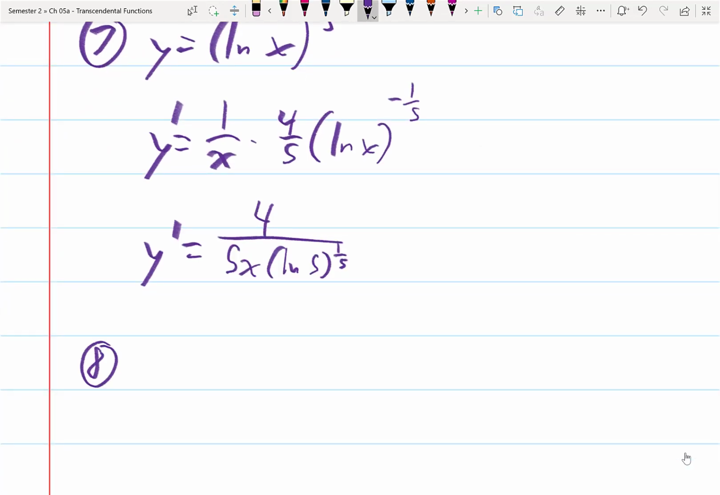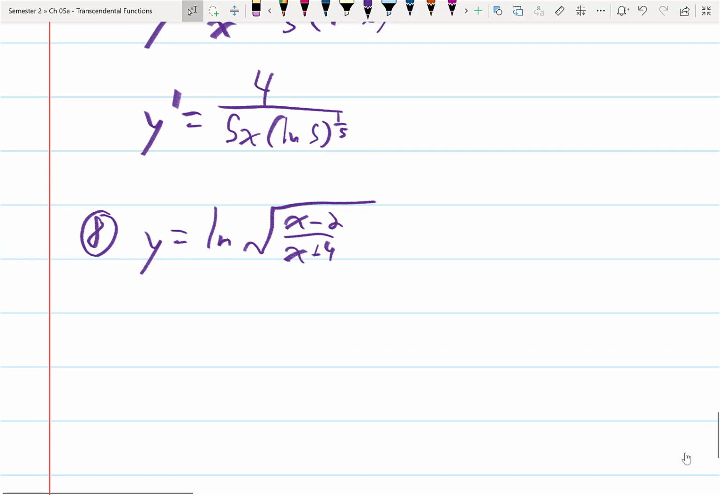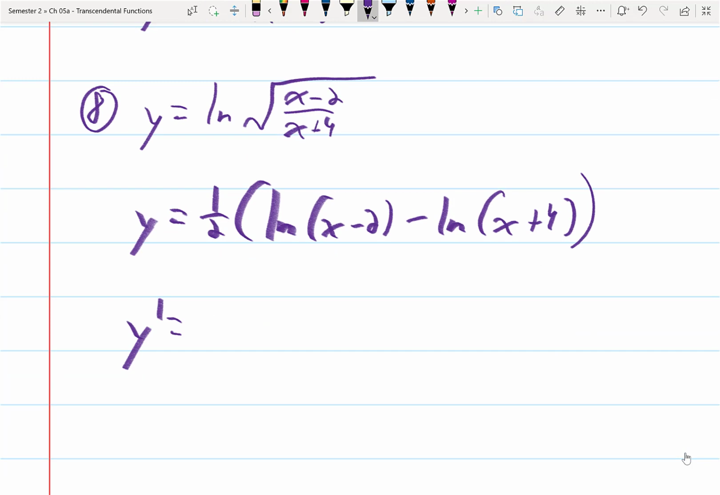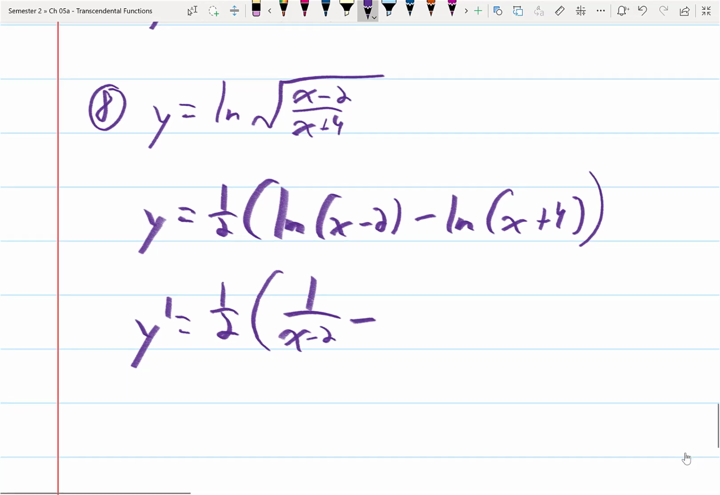From this one, let's say y is equal to the natural log of the square root of x minus 2 over x plus 4. I could chain rule that, or I could decide to split this up by saying y is equal to 1/2 natural log of x minus 2 minus natural log of x plus 4. This is so much easier because then I can say y prime is 1/2 times the derivative of this, which is 1 over x minus 2, minus the derivative of that, which is 1 over x plus 4.